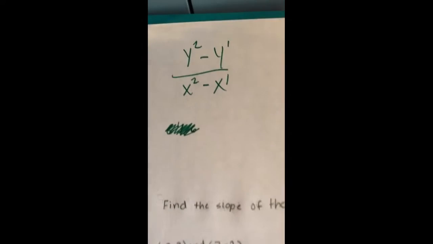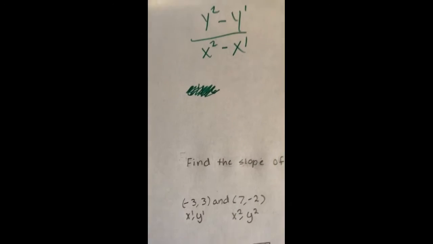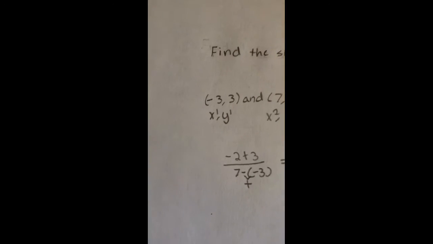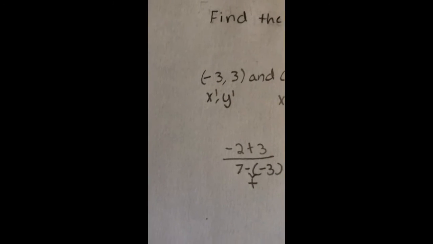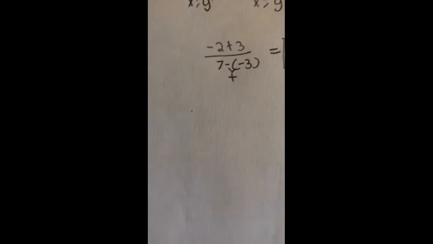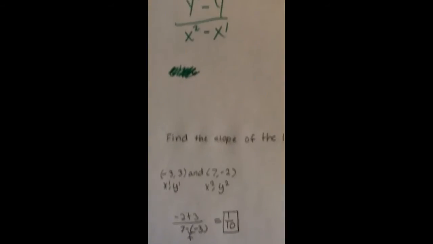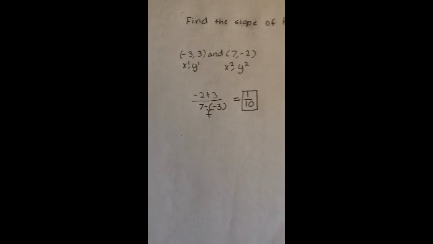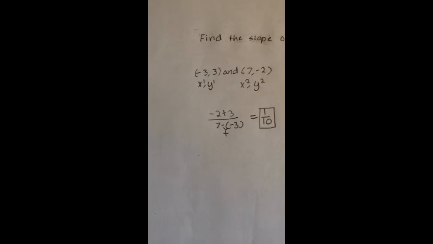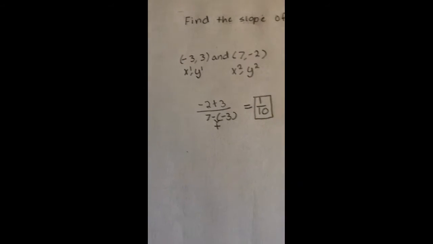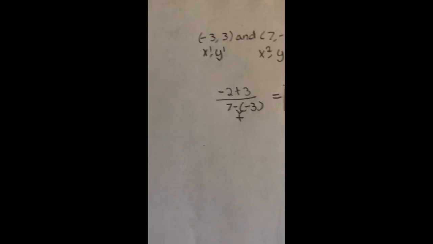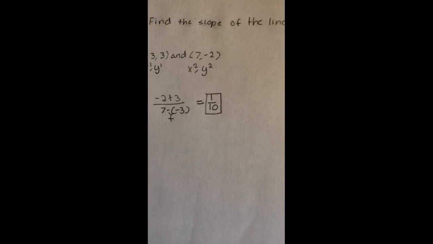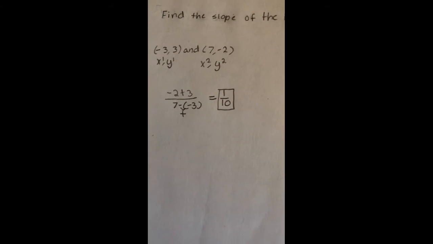And to set this up, it's supposed to be y2 minus y1 over x2 minus x1. And so here on both points, your first point is x1, y1, and then x2, y2. So you have to use those to set it up like it's shown here, which is -2 plus 3, which is both y's on top, y2 minus y1, and then at the bottom it's x2 minus x1, which is 7 minus -3, which is 7 plus 3. And doing the math, your answer would be 1/10.